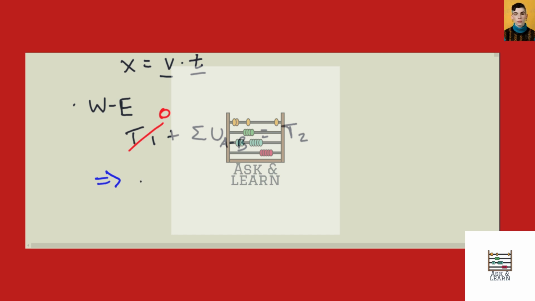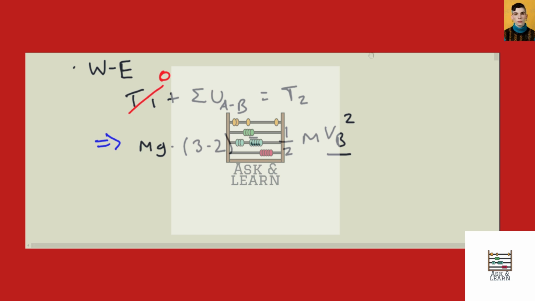We know that the weight is just mass times gravity, and work is force times distance. So it's this force, the weight, times the distance, and the distance between the beginning and end of the tube is 3, the top of the tube, minus 2, the bottom of the tube. This is equal to the final kinetic energy, which is 1/2 mass of the marble times VB squared. This is the velocity that the marbles exit the tube with, and this is what we want to solve for.